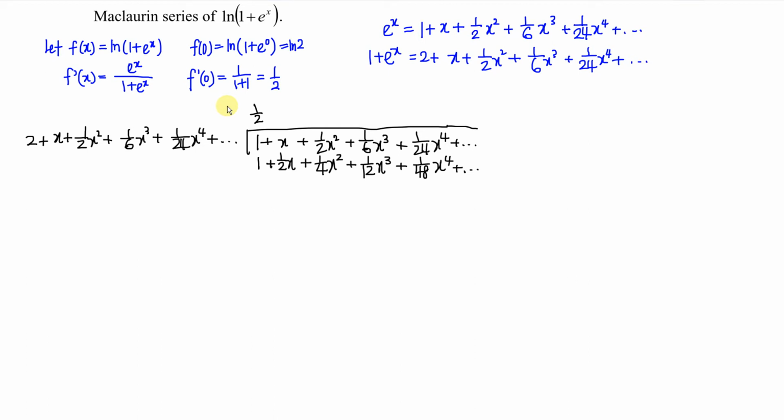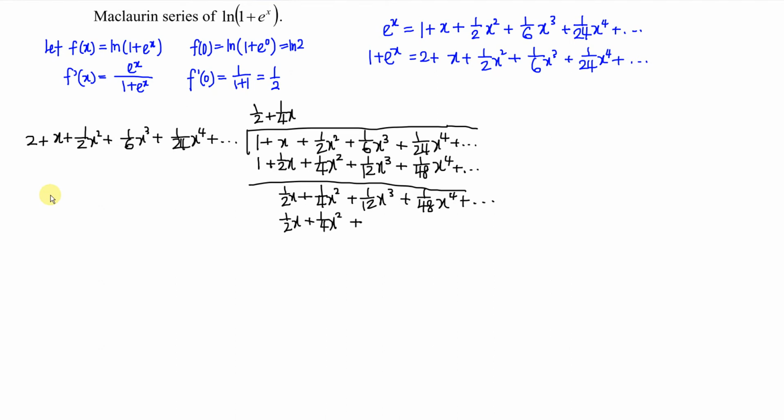Then we continue to the second term. Before that, we simplify. So 1 minus 1 is 0. 1 minus half is half. Then 1/4 x^2, 1/12 x^3, 1/48 x^4 and so on. Again, we have to remove the first term to make it become 0. So we multiply by 1/4 x. So 1/4 x times 2, we have 1/2 x. So 1/2 minus 1/2, no more. Then 1/4 x times x is 1/4 x^2. 1/8 x^3, 1/24 x^4, and so on.